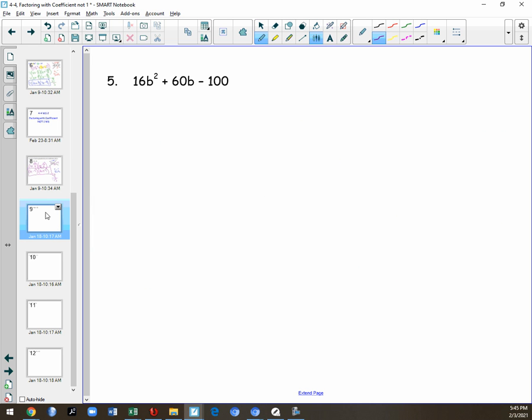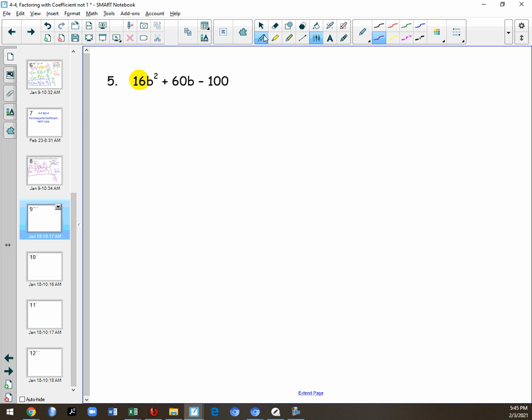So next. Number 5, sorry. My smallest number up there is a 16. Since I know 16 is an even number, and 60 is an even number, and also 100, I know that they all are divisible by at least 2.